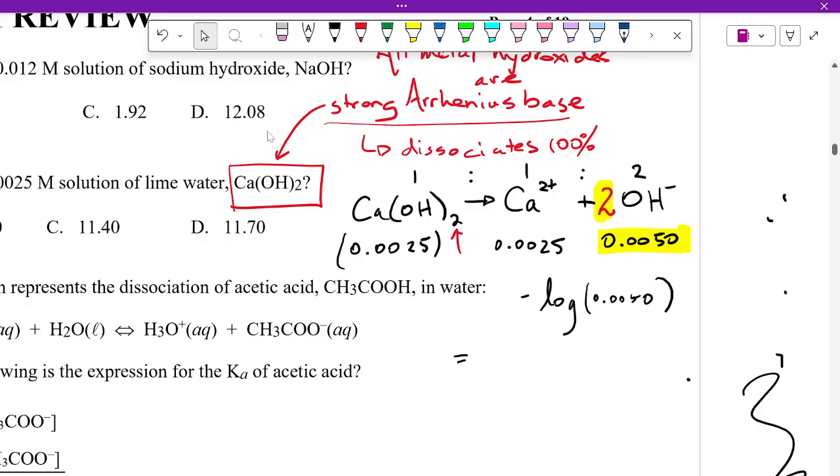So if we take the negative log there, we get 0.005, log 2.3. And then we get 14 minus 2.3 is 11.7.